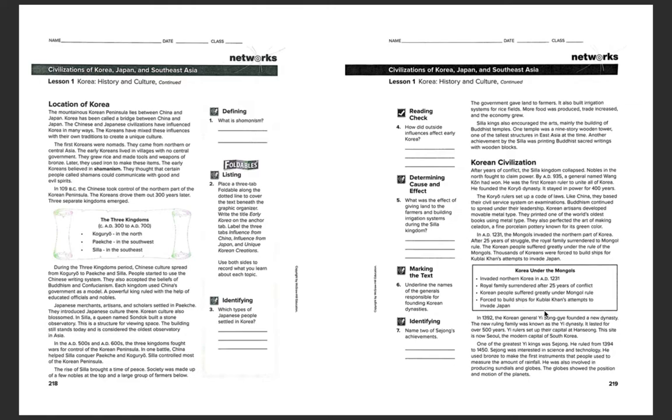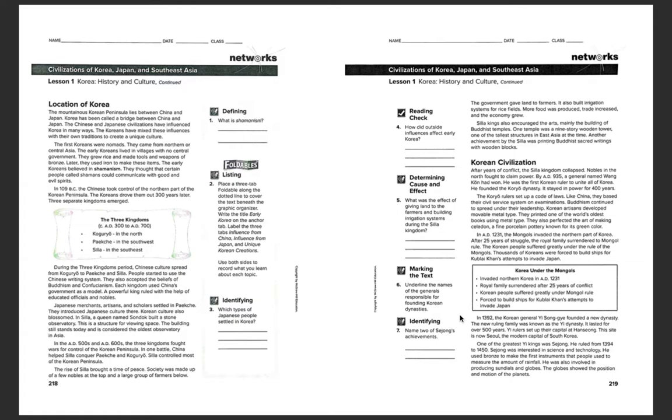Let's look here. In 1392, the Korean general Yi Sung Jae founded a new dynasty. Some of you may be able to pronounce that a little bit better than me. The new ruling family was known as the Yi Dynasty. It lasted for over 500 years. Yi rulers set up their capital in Hansung. This site is now in Seoul, the modern capital of South Korea.